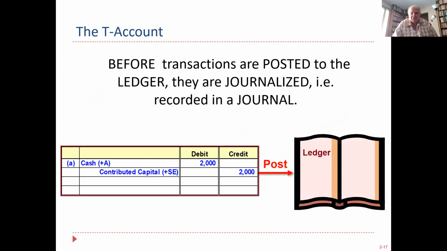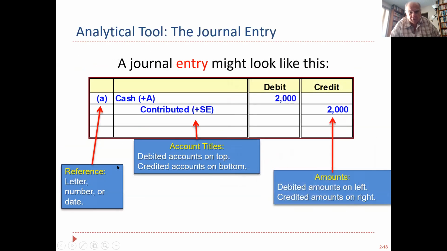Before transactions are posted to the general ledger, they are put into what we call the general journal. In our course here, every transaction takes place in the form of a journal entry. So what I'm looking at here is a journal entry. And I see cash, contributed capital, I see debit, credit.